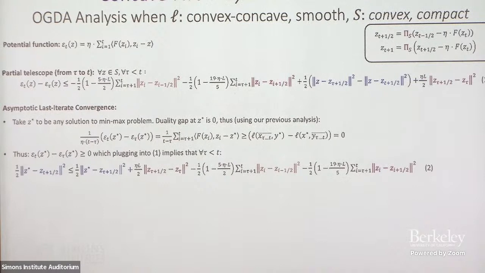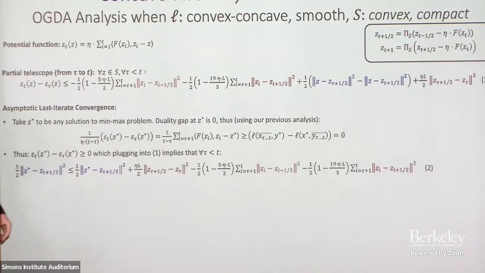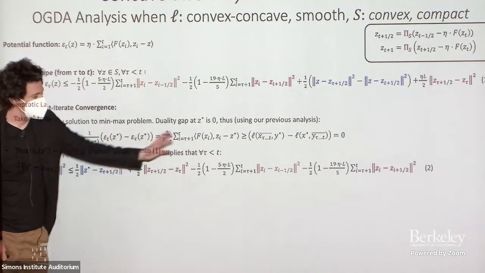So I rearrange this to have that my equilibrium against the interpolating point at time t is upper bounded by my equilibrium at the interpolated point earlier in my iterations, this positive term and a bunch of negative terms.